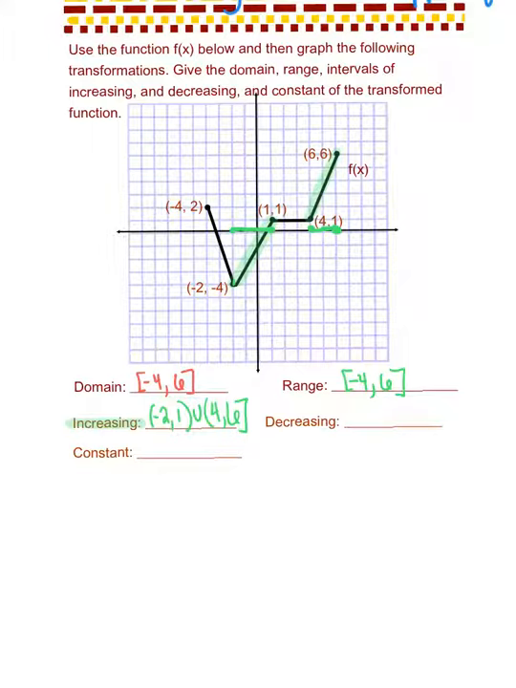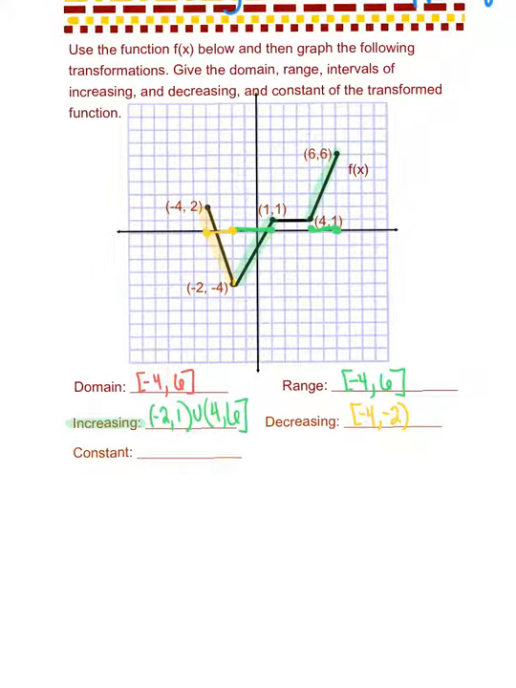Now let's look at decreasing. So the function starts out decreasing. If I were to walk on this line right here, I'd be going down, I'm decreasing. And it looks like that's the only interval where the function is decreasing. So from -4 to -2, it's decreasing. Since -4 is an endpoint, I get to include that. But again, I'm not going to include -2 because the function is turning there.